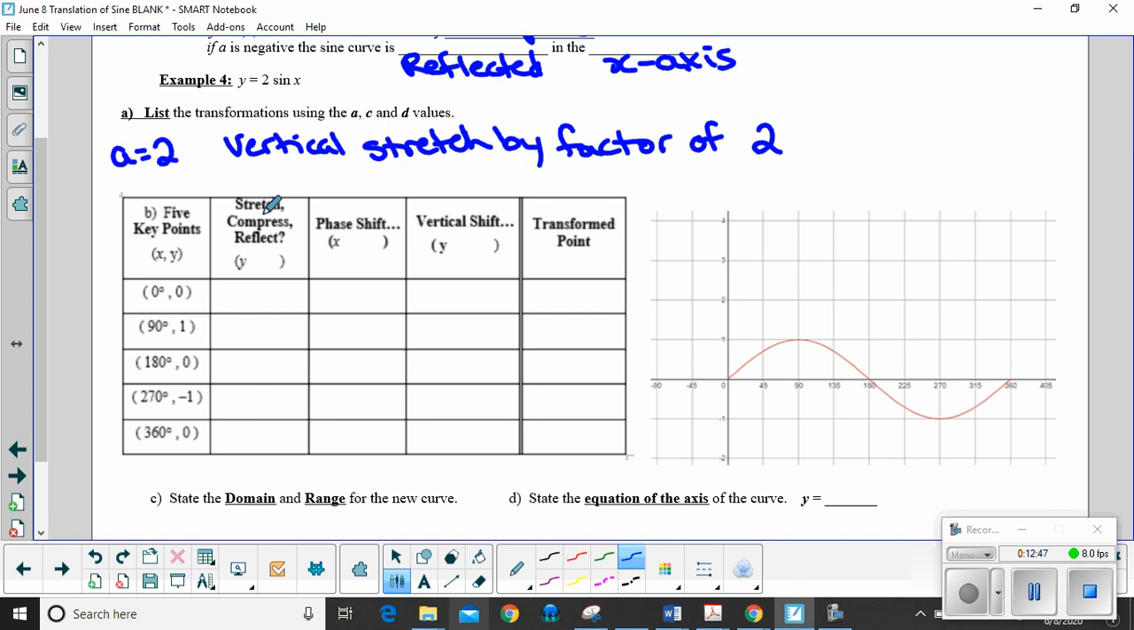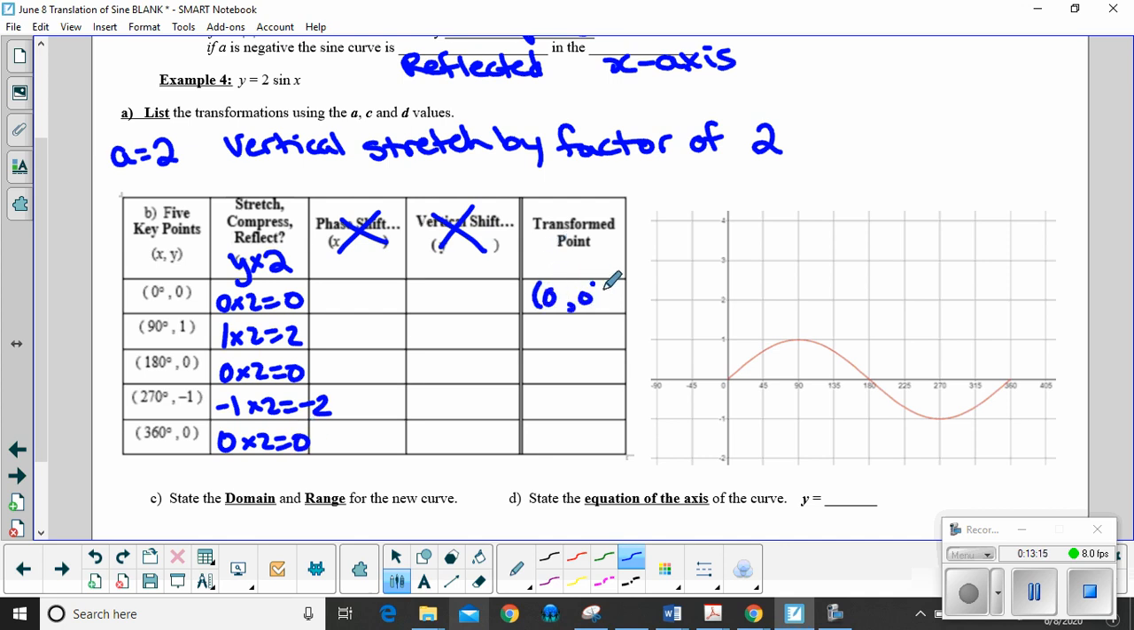So when I go to put it into my points, my y values now will have to be multiplied by 2. I don't have a phase shift in this one. I don't have a vertical shift in this one. I just have a y times 2. So my 0 times 2 is going to be 0. 1 times 2 is 2. 0 times 2 is 0. Negative 1 times 2 is negative 2. And 0 times 2 is 0. So my x values are not changing, just my non-zero y values.